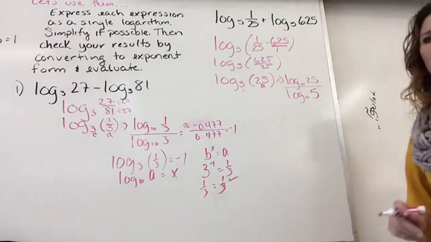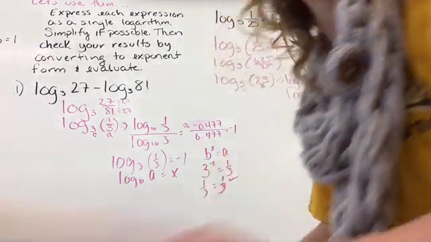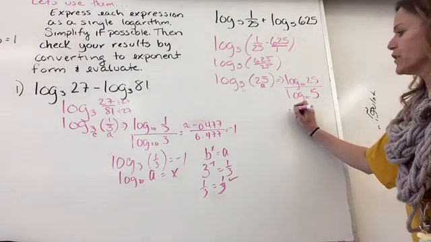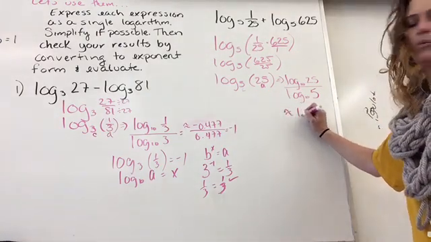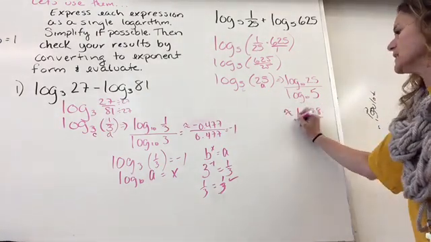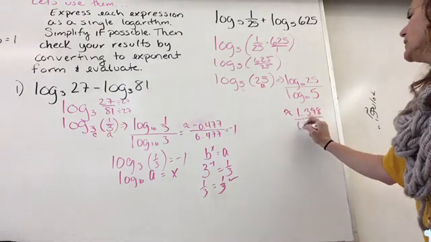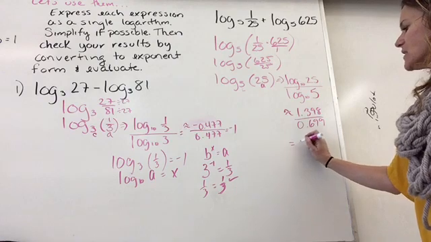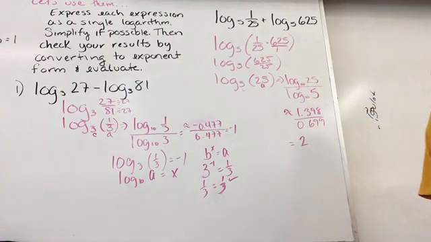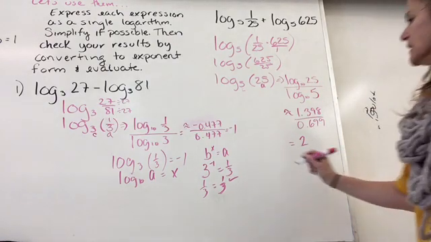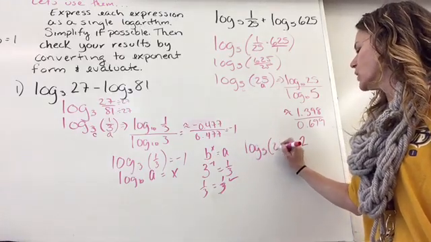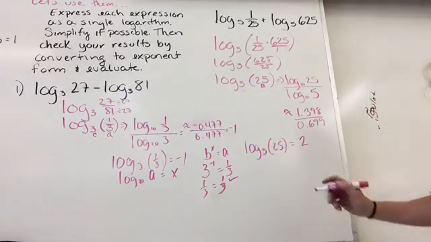You can punch this into your calculator. When you do, you plug it in. For the numerator, you get approximately 1.398, and in the denominator, you get about 0.699. That gives us a value of about 2. So we're going to check. This says that the log base 5 of 25 is supposed to equal 2.